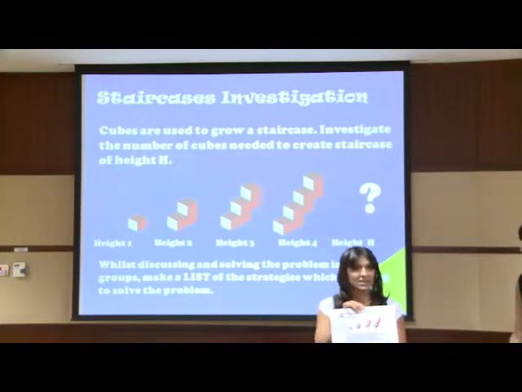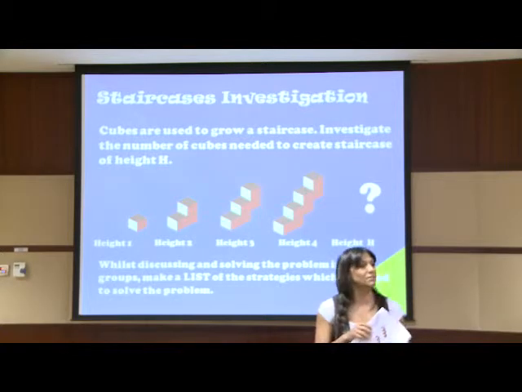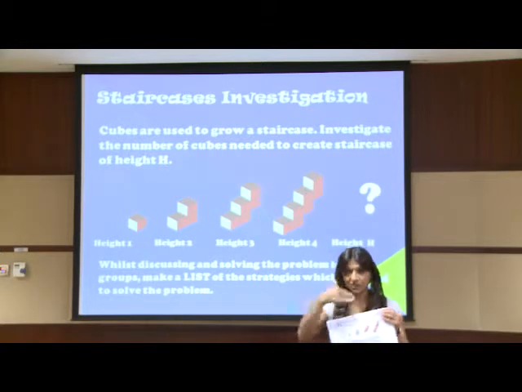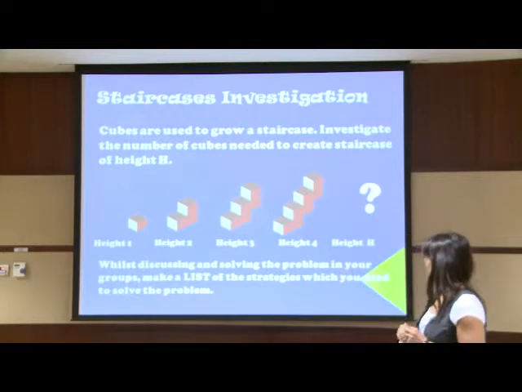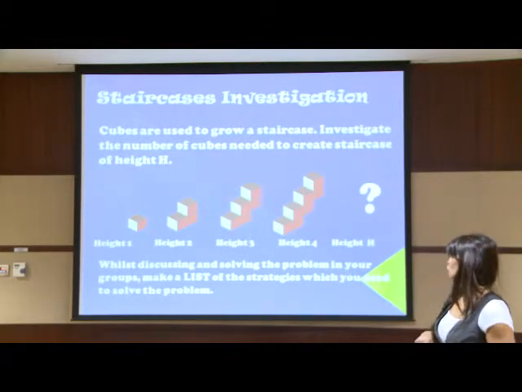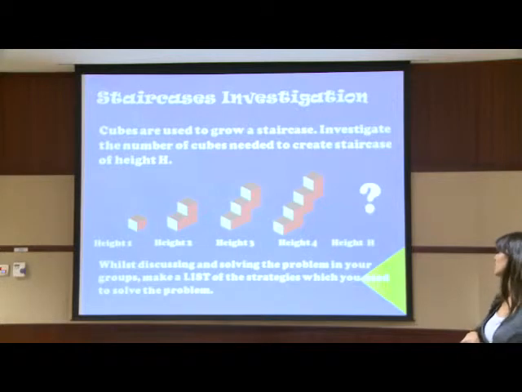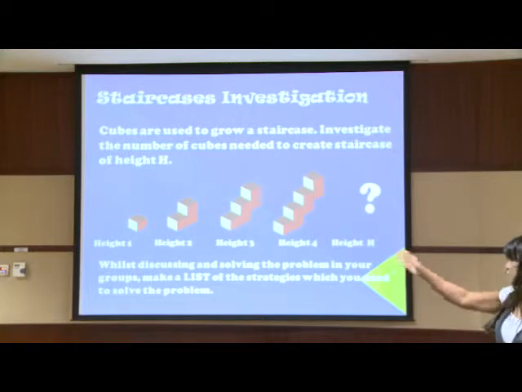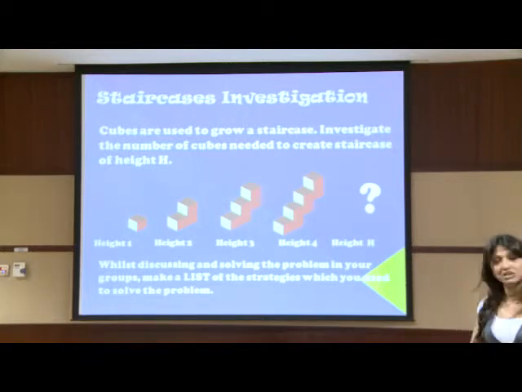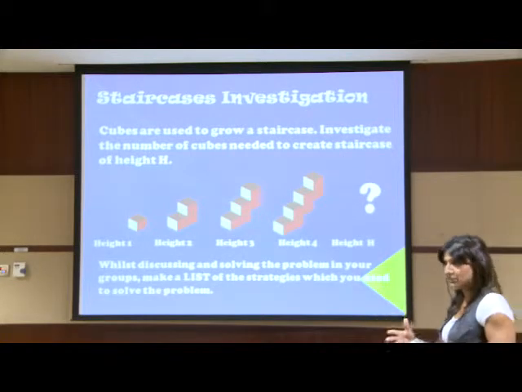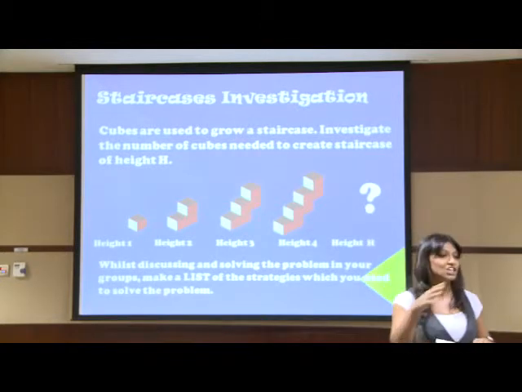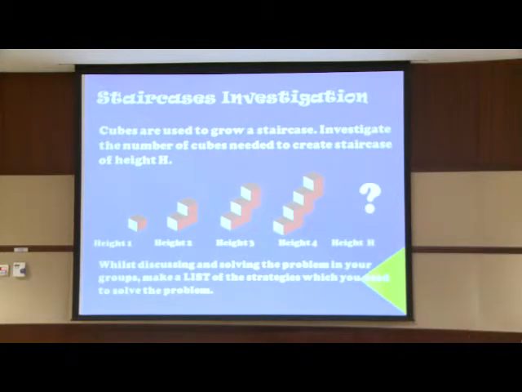The way that I would tackle this investigation task with my lower ability kids in particular is to lead them through it. So we've got an example here of a staircase. Cubes are used to make a staircase. Investigate the number of cubes that are needed to create a staircase of any given height. You can see height 1, we use 1 cube, height 2 is 3, and so on. So the kids are given this problem, and usually I encourage them to work in pairs so that they can create a bit of discussion, chat about what they see, what they think the solution is.